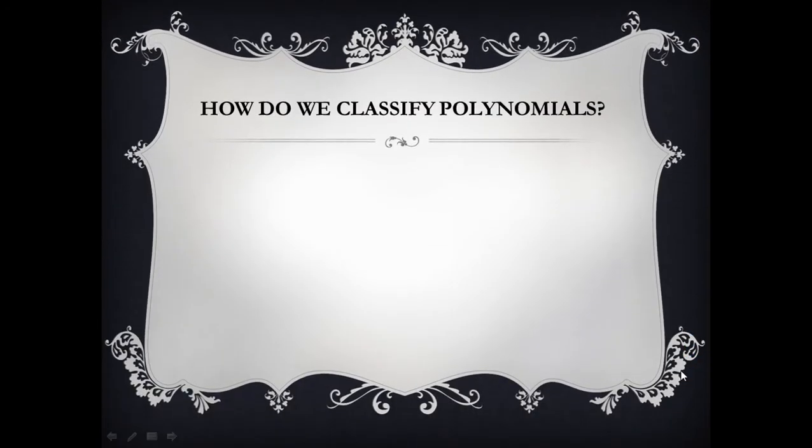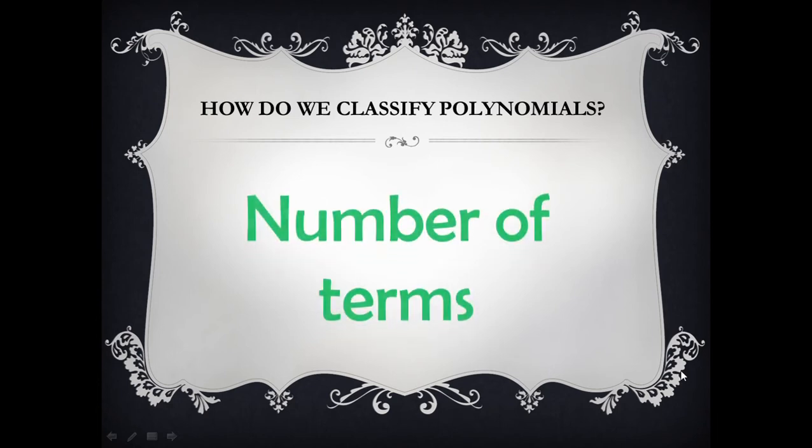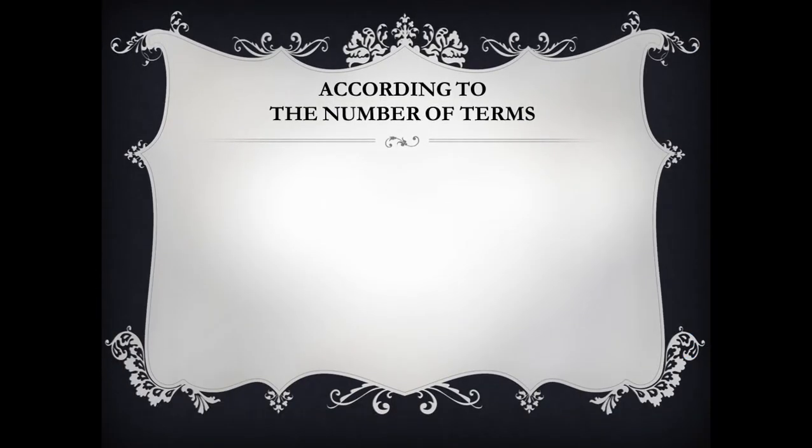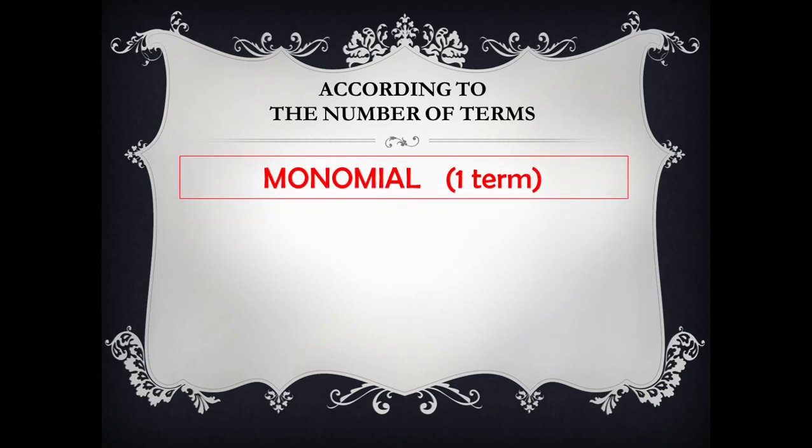Let us now classify polynomials according to the number of terms. Remember that terms are separated by plus or minus sign. If the polynomial has one term only, this means that there is no plus or minus sign. We call this polynomial as monomial. From the word mono, which means one, just like in a monochrome, it means one color or shade only. Look at the examples.